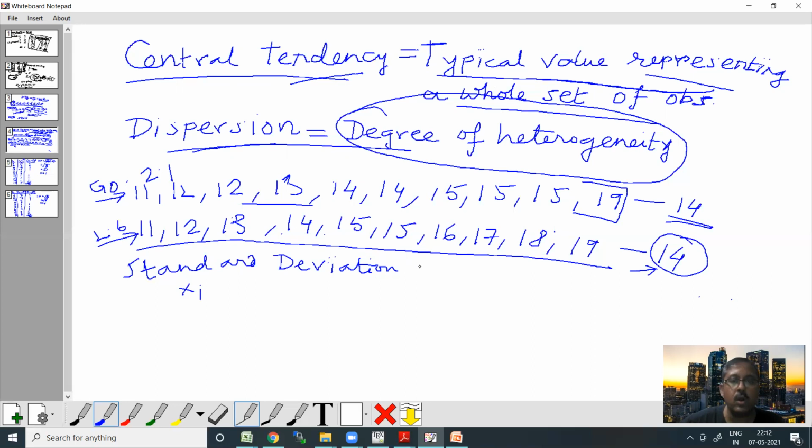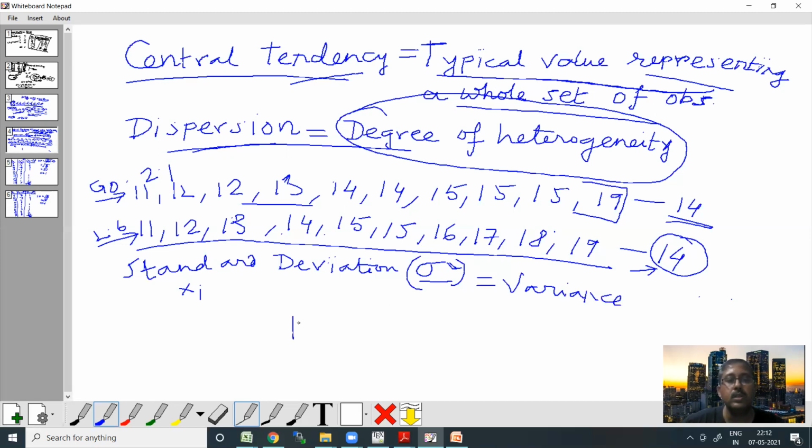This is the most common measure that we use in statistics. This is the sigma. The square of sigma, or the standard deviation square, is known as variance. So we often also use the term variance instead of standard deviation.